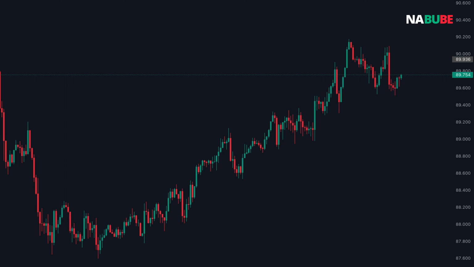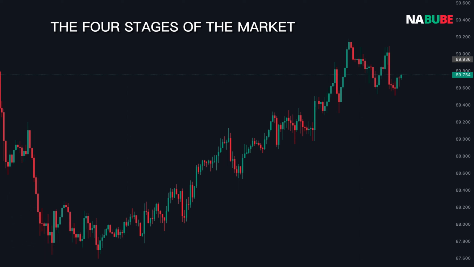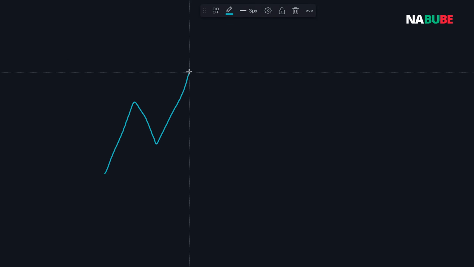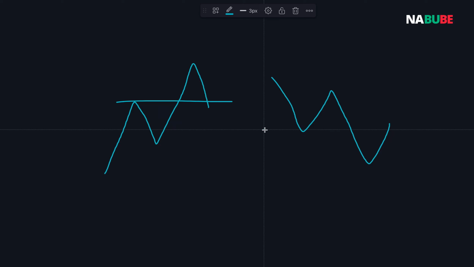To start, we need to talk about market structure. You may have heard of the 3 stages of the market: uptrend, downtrend, and sideways, but to be more clear, I will divide it into 4 stages: uptrend, downtrend, sideways with rules, sideways with no rules. An uptrend consists of consecutive waves making higher highs and higher lows, similar to a downtrend where consecutive waves make lower lows and lower highs.